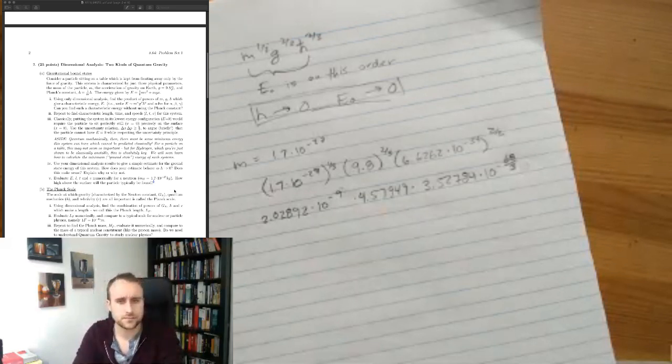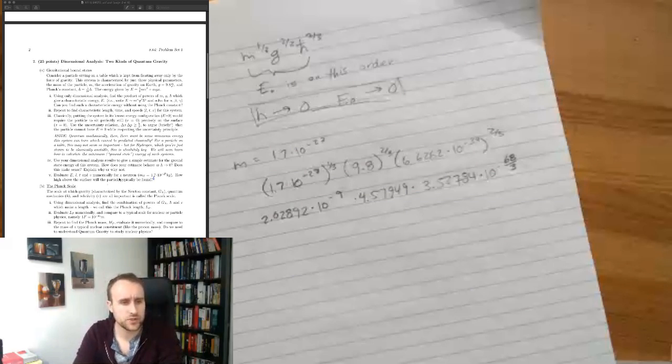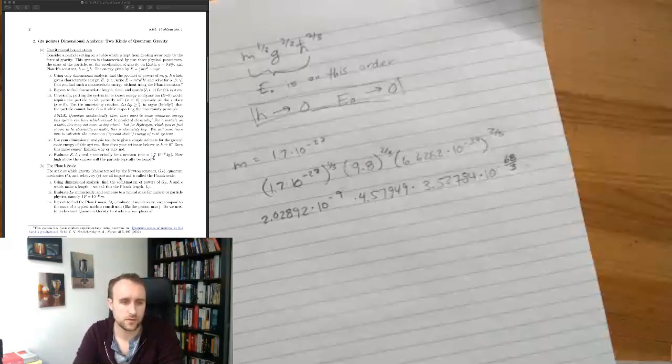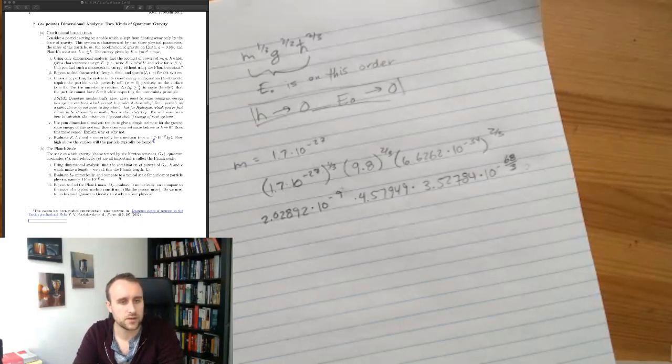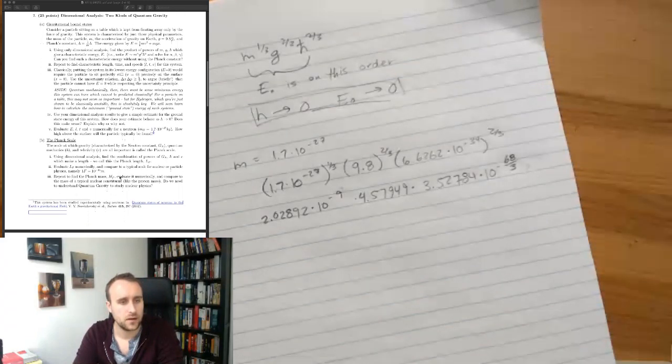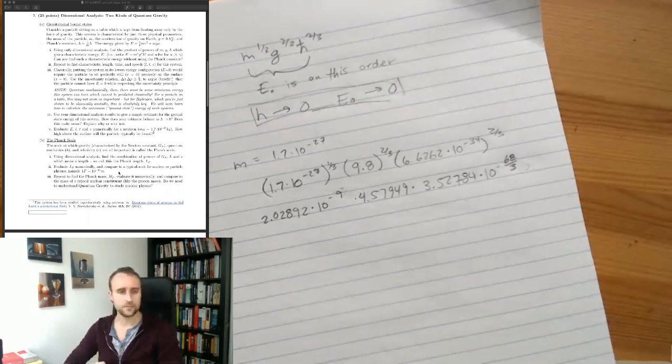All right. So the scale at which gravity, characterized by Newton's constant Gn, quantum mechanics, and relativity are all important is called the Planck Scale. Using dimensional analysis, find the combination of powers of Gn, h, and c, which make a length. We'll call this the Planck length. Okay.